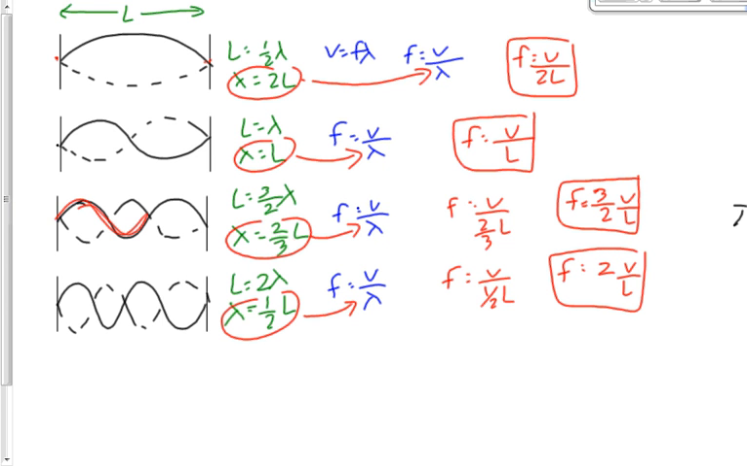Now, you might not see a pattern quite yet, but I'm going to point it out. F is equal to V over L is what we call the fundamental, or the first harmonic. That's the first resonant frequency of a string, or of a steel plate, or of anything that's fixed at both ends. The first harmonic, the first standing wave that would occur, the first resonant frequency of that object.